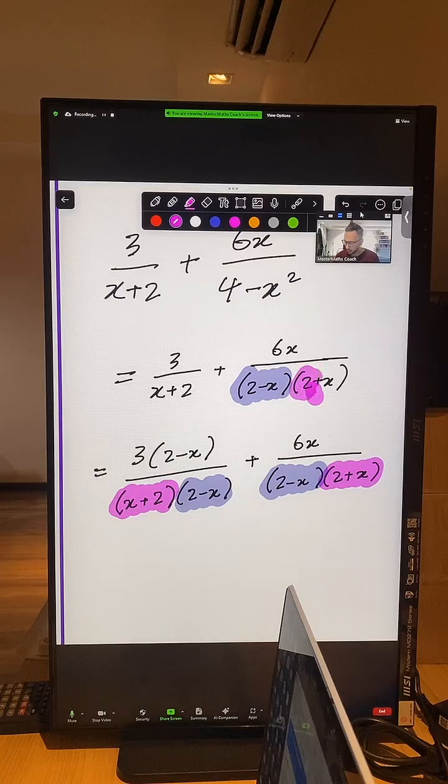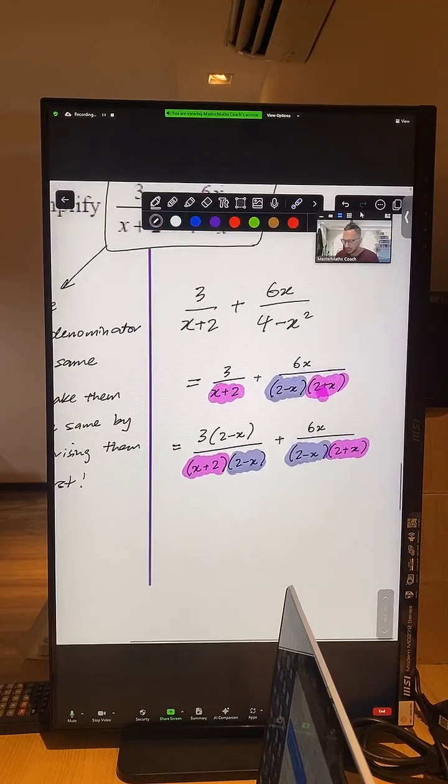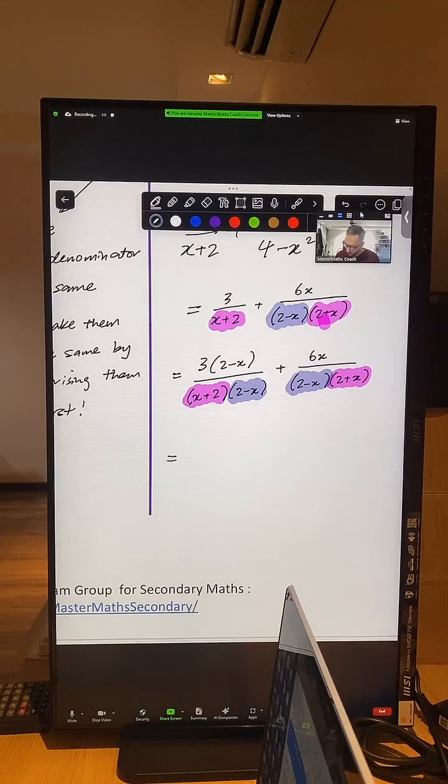Let me highlight for you all so you all can see very clearly. So we need to add in this factor on this side, and then we got to multiply on top also. So again, remember we are making the denominators the same. So 3 times 2 will be 6 minus 3x plus 6x over (x plus 2)(2 minus x). Okay guys, so we are combining the two fractions together.